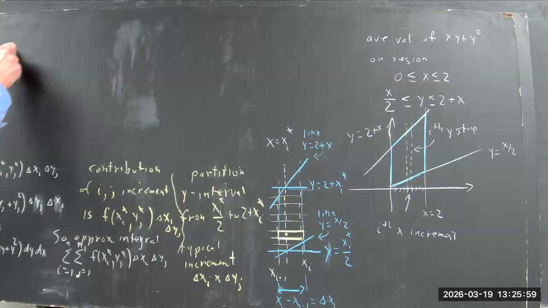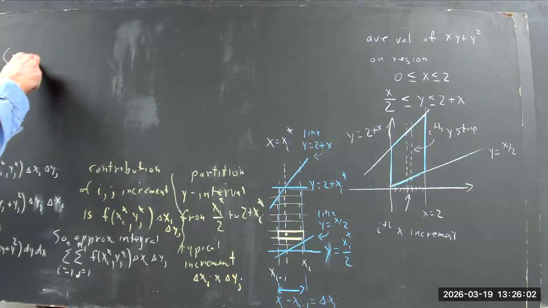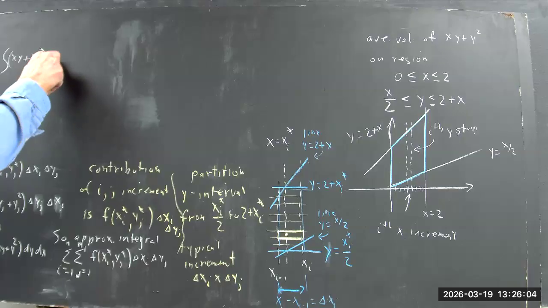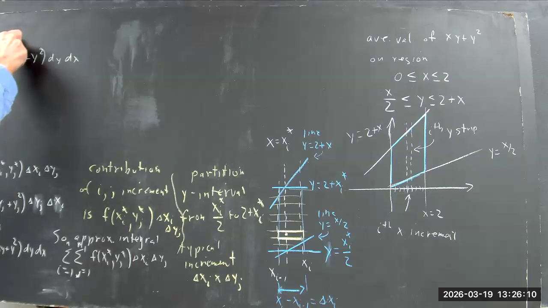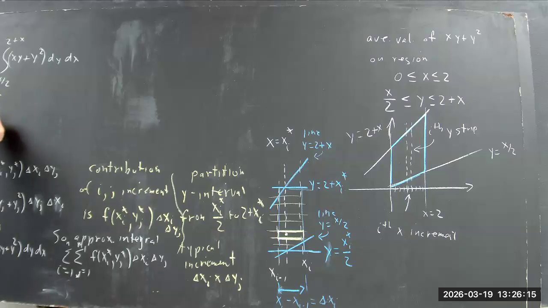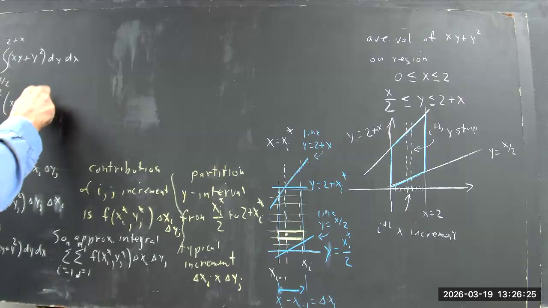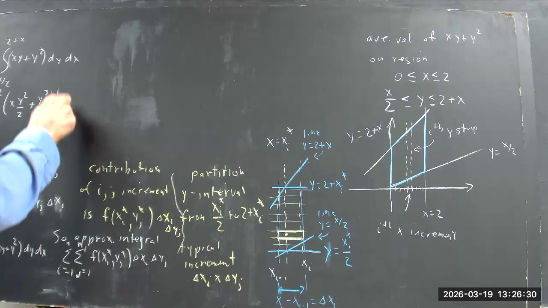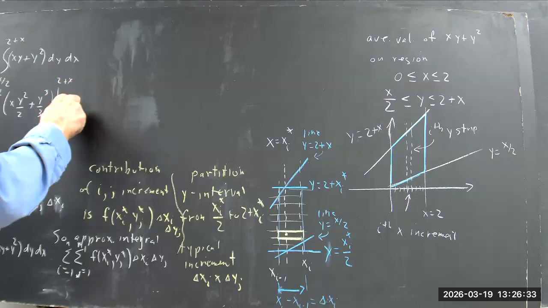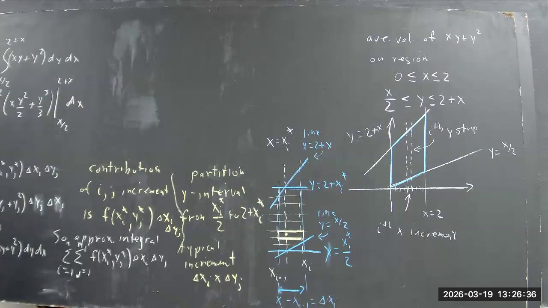And let's go ahead and do it. Integral of xy plus y squared dy dx going from x over 2 to 2 plus x and from -1 to 1 equals the integral from -1 to 1 of the antiderivative, which is going to be x y squared over 2 plus y cubed over 3, evaluated between x over 2 and 2 plus x. And that's going to be with respect to x.